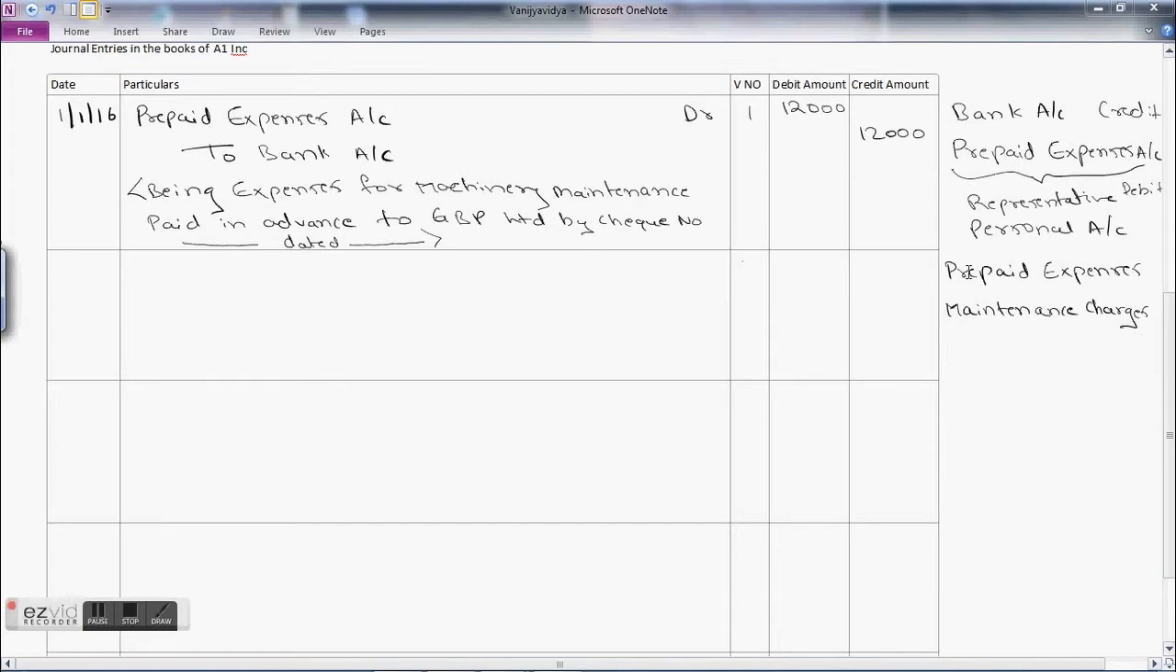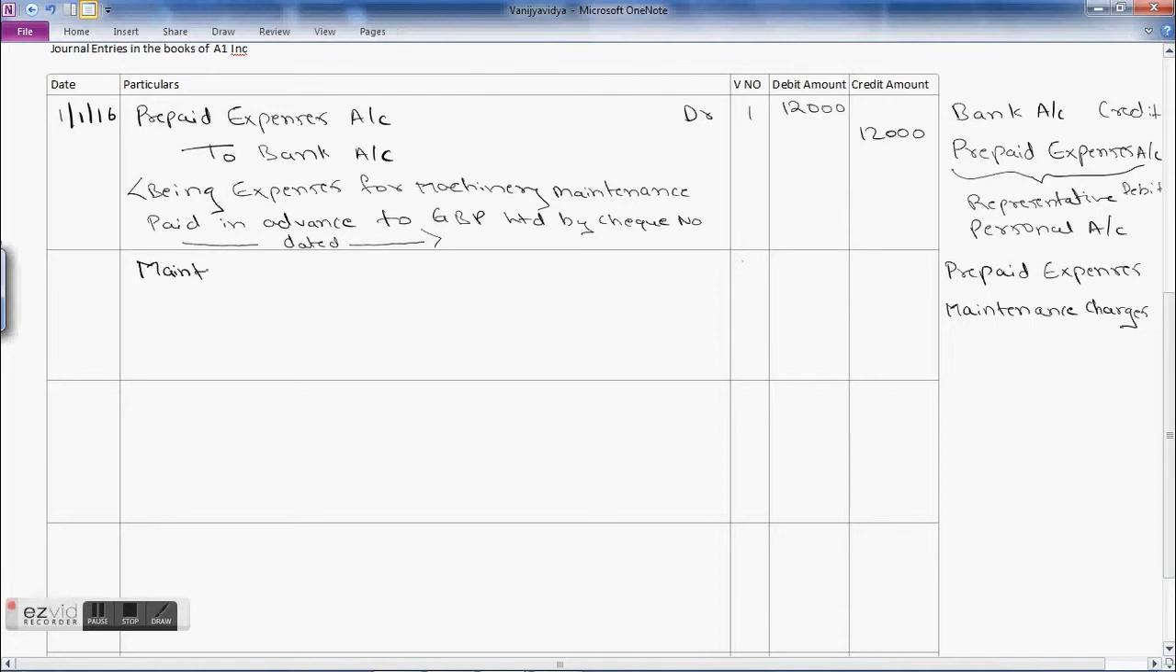Now as said earlier, this prepaid expense is a representative personal account. Now in the current situation, it is representing whom? GBP Company Limited. So what is the rule for the personal account? Debit the receiver, credit the giver. Here GBP Company Limited has been already given the money. Now it has given the services, right? So we have to credit the GBP Company Limited, okay? So maintenance services are given by GBP Company Limited, so we have to credit the prepaid expenses.